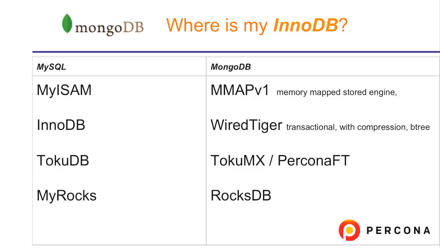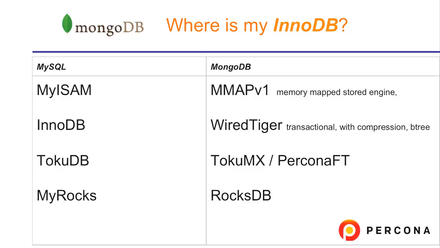That was version 2.0. In later versions, they introduced the collection level lock. First of all, it was a database level lock, then it was a collection level lock. But now a collection level lock, like a table level lock, is not good enough. So the WiredTiger storage engine, the Percona FT storage engine, and the RocksDB storage engine, they all have row level locks. So that is much better.